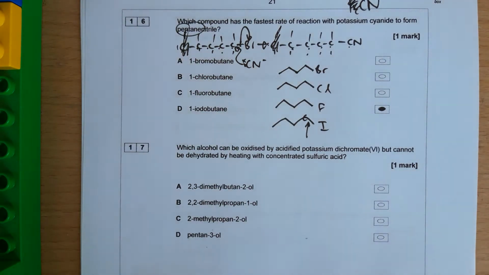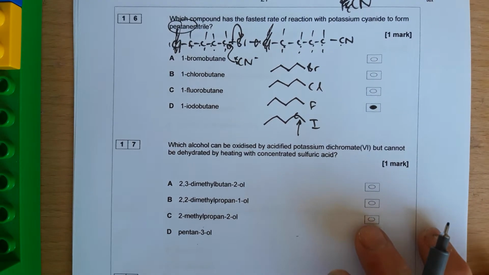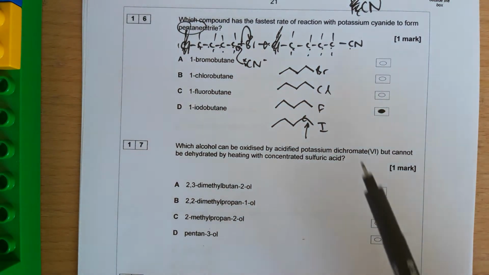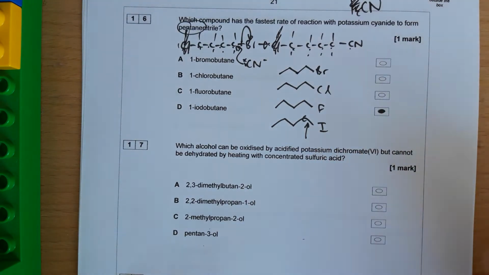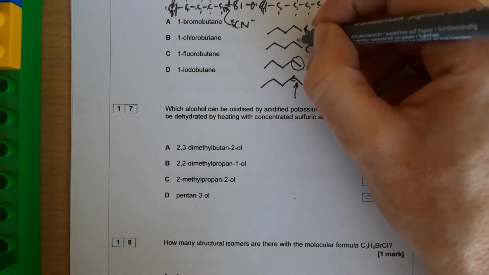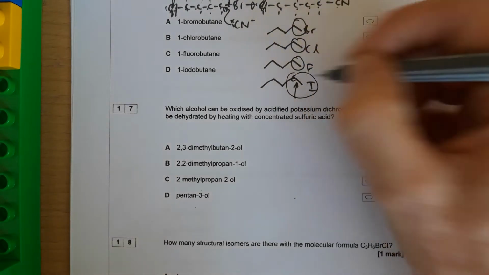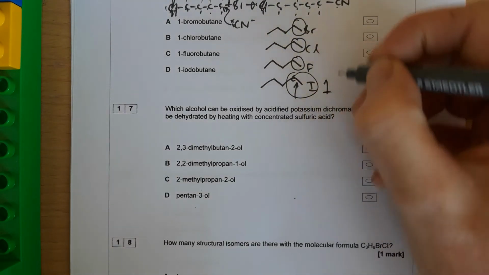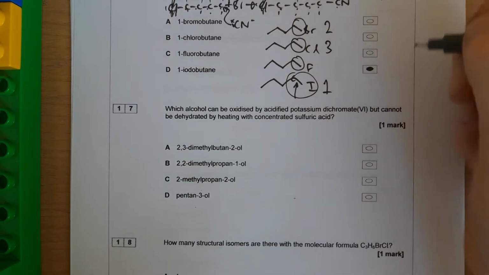There's a little section in your books that says that the speed of a nucleophilic substitution reaction with a haloalkane depends on the strength of the carbon-halogen bond. That's the strongest, then it's the chlorine, then it's the bromine, then it's the iodine. So in terms of speed, that'll be the fastest, that'll be the second fastest, that'll be the next fastest, and that'll be the slowest.